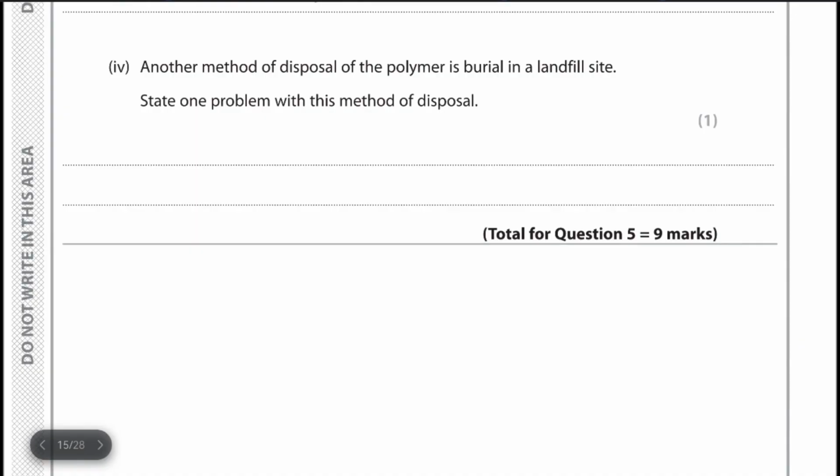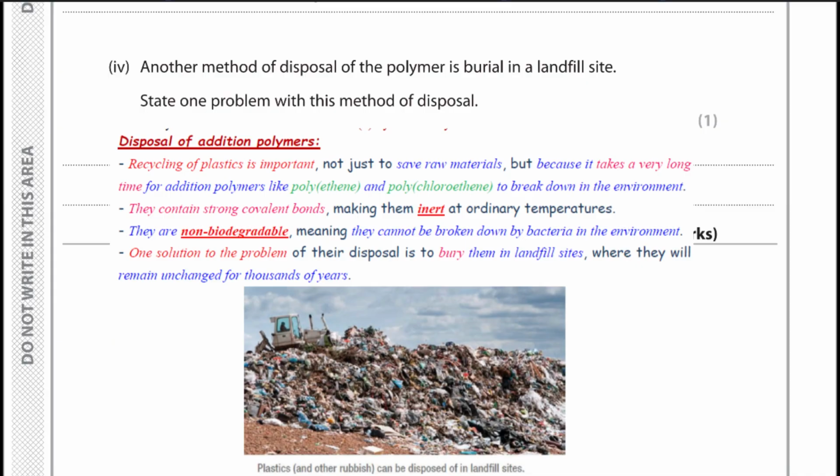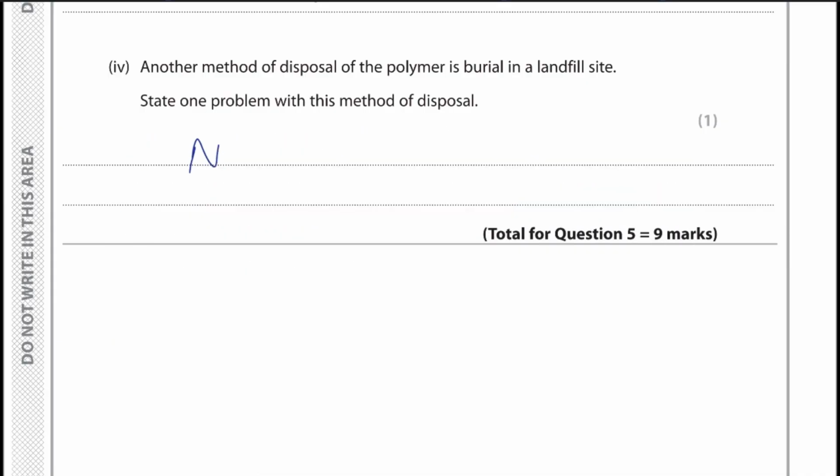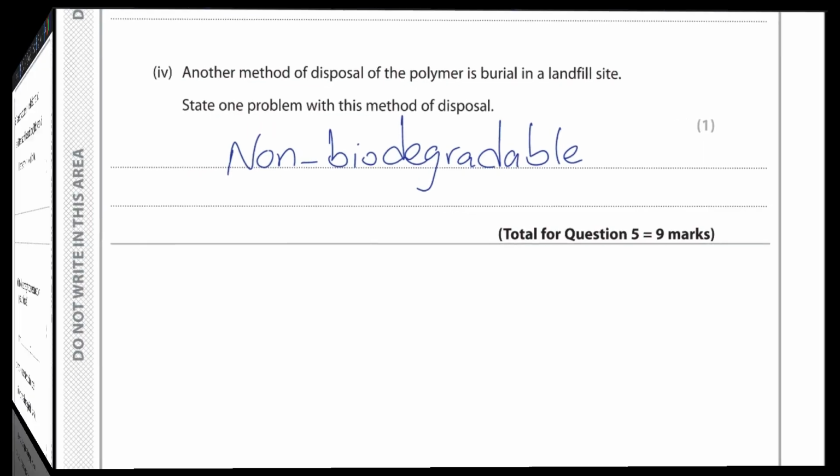Another method of disposal of polymer is burial in a landfill site. State one problem with this method of disposal. Plastic is considered as non-biodegradable, so it will remain for a long time, make shortage of land, or even remain in the environment for a very long time. This is for question 5.